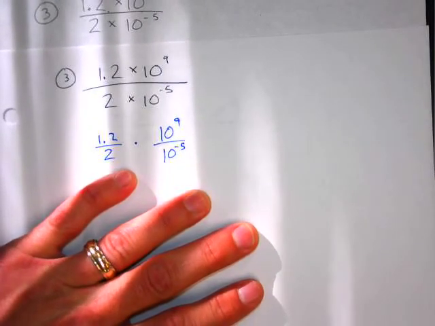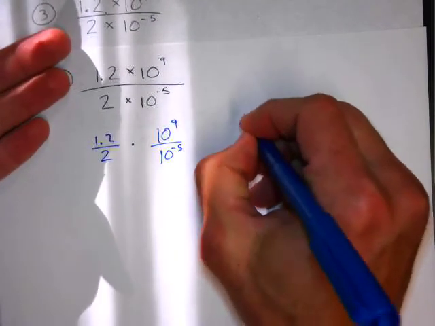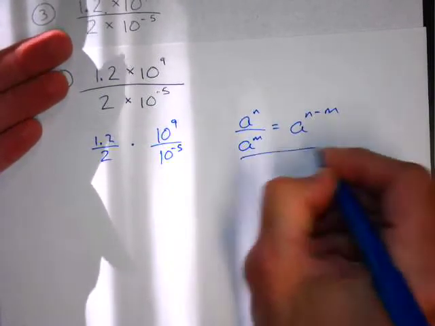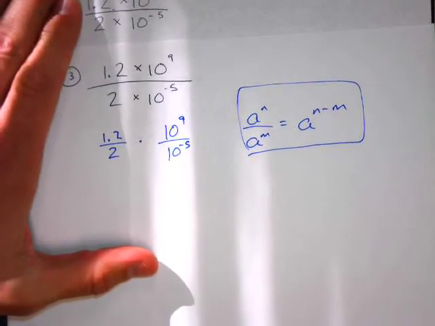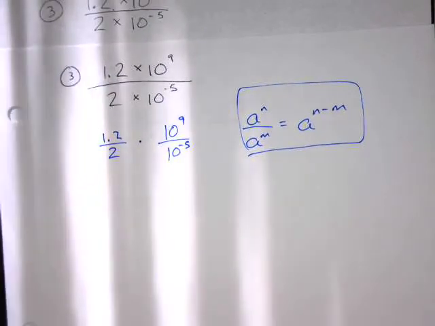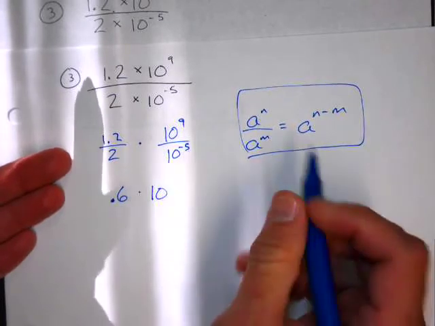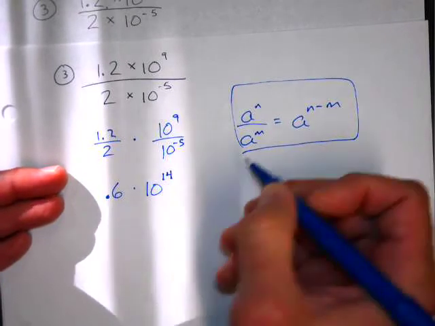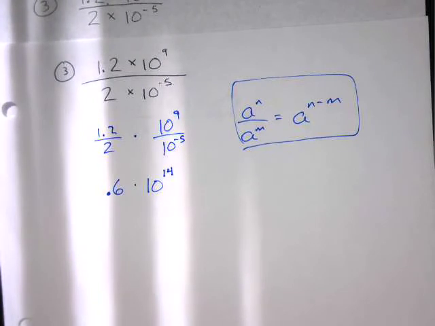So what we have to do here is remember some laws of exponents. A to the n over a to the mth is equal to a to the n minus mth. Here's a law that we're going to apply right here. So first we can crunch some numbers, and if you need to use your calculator, I'm cool with that. 1.2 divided by 2 is actually going to be 0.6. And then according to this law of exponents, it's going to become 10 to the positive 14. This is going to be 0.6 times 10 to the 14th power.